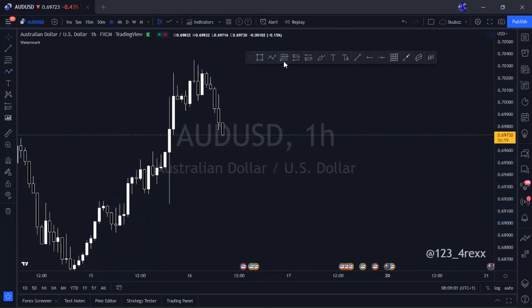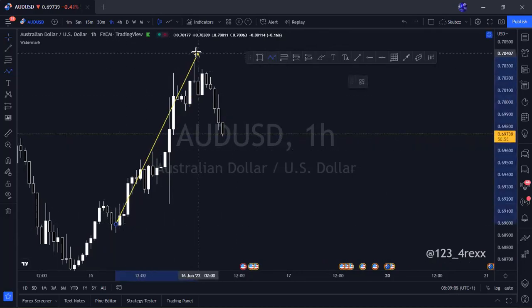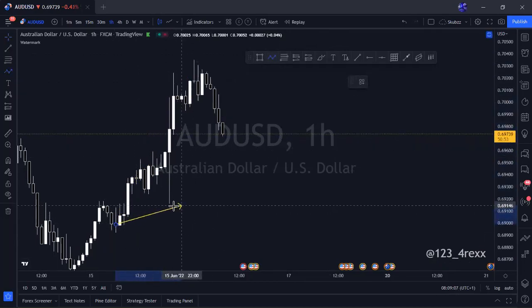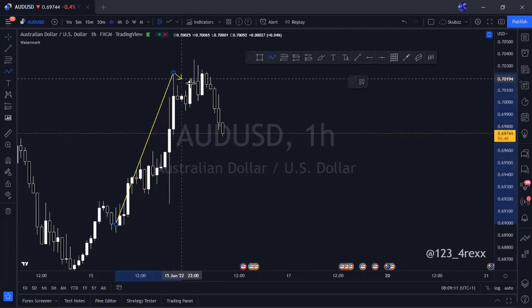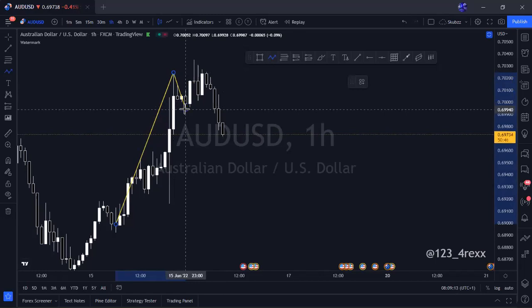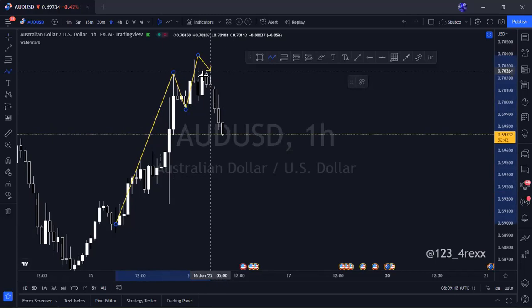Honestly, I would actually take this as one full leg. In as much as we had that test here, I'll still take this as one full leg. Then kind of retracements, pushed up, we failed to break structure, and then we kind of broke that higher low to the downside.